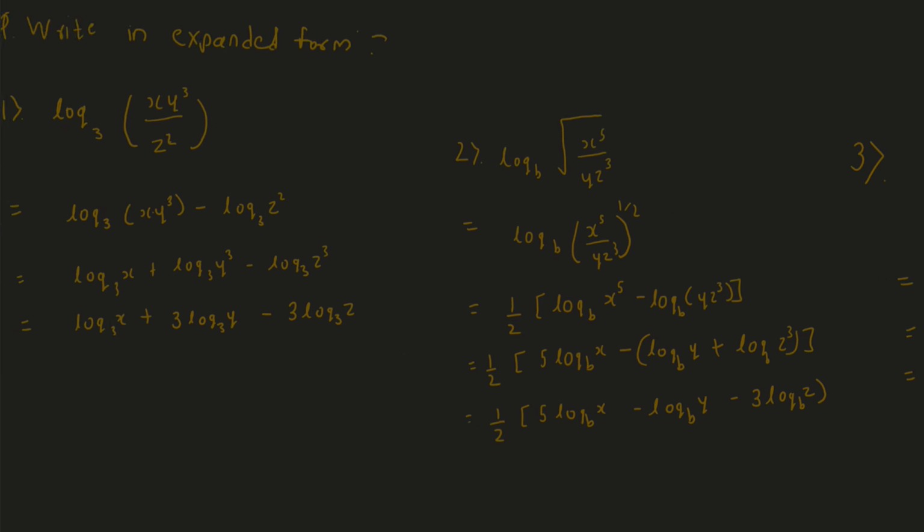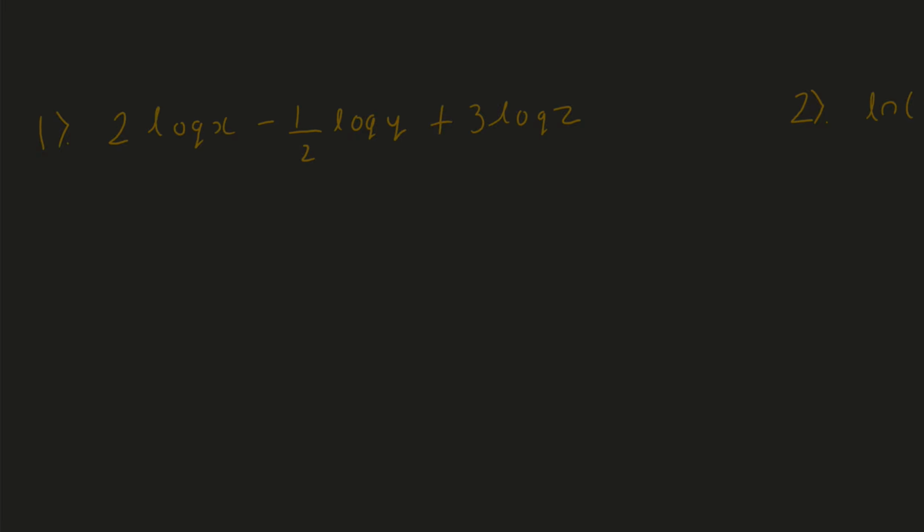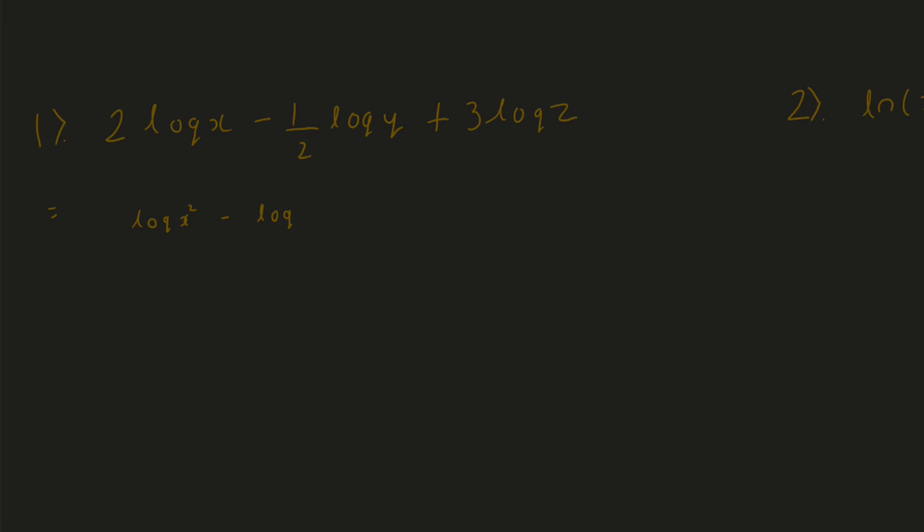This is the answer. Now let's solve some more questions and write these expressions as a single log, the opposite of what we did in the last question. So basically, we will write this as log x squared. We are doing the opposite process of what we did in the last question. Now we have to take the powers inside instead of outside, and this becomes log z cubed.